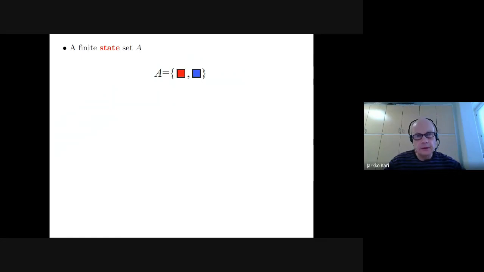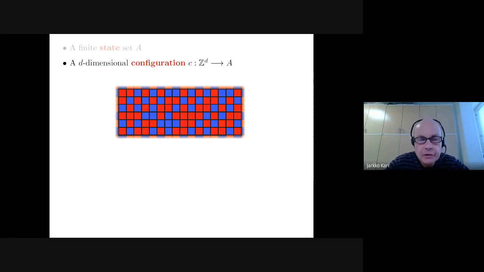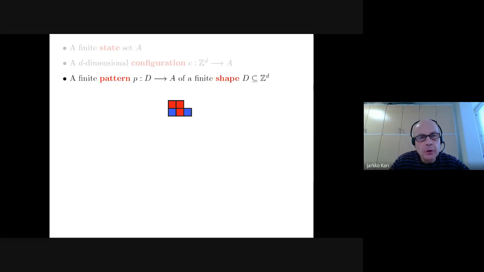All right, so as before, we have a finite state set, let's say, for example, these two states. And then we talk about d-dimensional configurations, which are just colorings of the d-dimensional infinite grid by the states. So here is a part of an example of a two-dimensional configuration. I will also talk about finite patterns. A finite pattern is a coloring of some finite collection of cells. We have a finite subset of the grid, and we assign states to this subset. We call this subset the shape of the pattern, and this coloring is the pattern. So here is an example of a pattern of size 5.